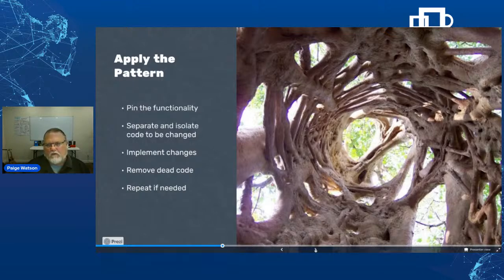So once we get those pinning tests in place, we separate and isolate the code that's going to be changed. We'll extract a method, or we'll create a new class, or we'll use dependency inversion. And then we'll implement those changes and remove the dead code, and then we'll continue to repeat that if needed.